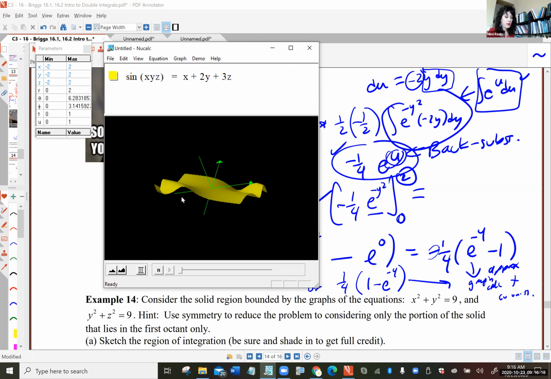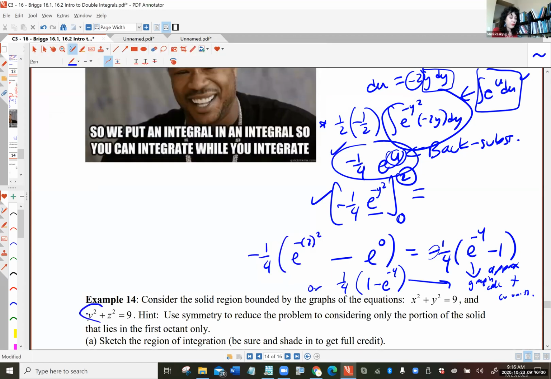Remember what I said about z being sort of your key, your f of x y? Y squared plus z squared equals 9 is going to be our capping surface. What you're going to need to do is solve this equation for z, and you're actually going to get two versions of it. You're going to get plus or minus the square root of 9 minus y squared. So there's like an upper and a lower.